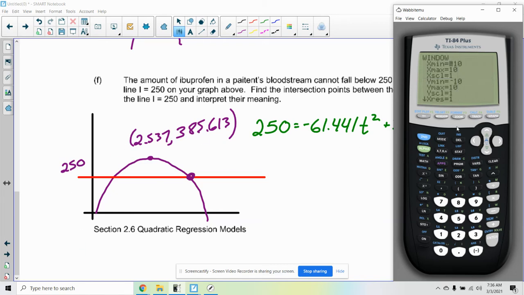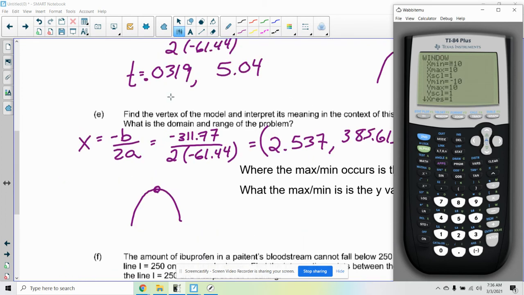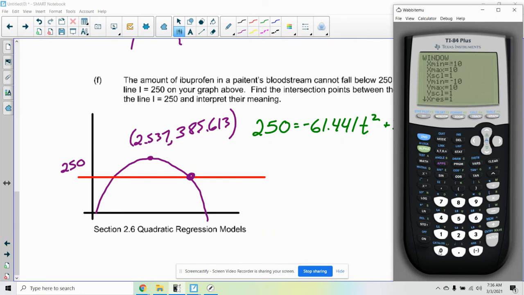If you go to window, it wants to know what the smallest x value should be. Well, we know that it crosses the x-axis at 0.03, almost 0, so I'll just make that 0. We know it crosses the x-axis again a little over 5, so we'll just make that 6 just to be safe. Ignore the x scale. Y min, I know the y values are only important down to 0. And the y max, well, the highest point on my parabola is 385.613, so let's just do 390. That should fit this picture when I hit graph. There's our parabola, and there's our line y equals 250.